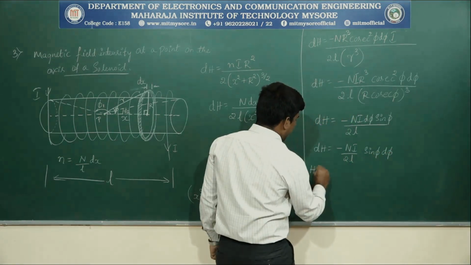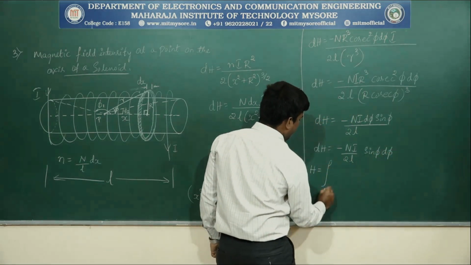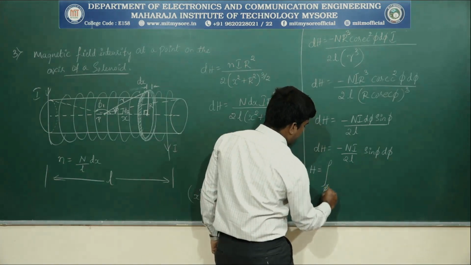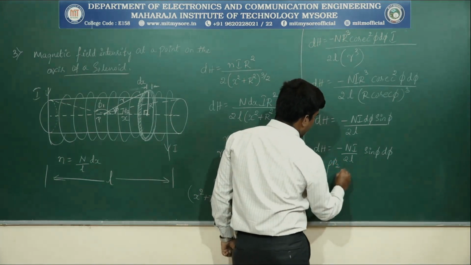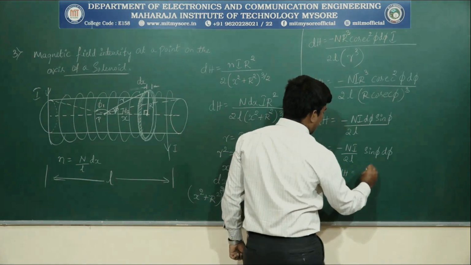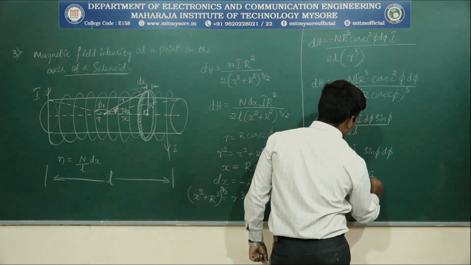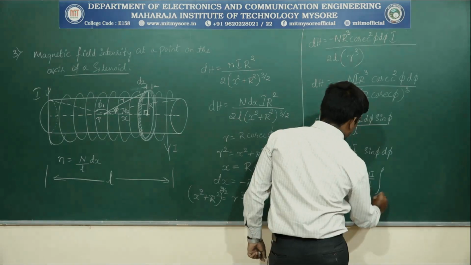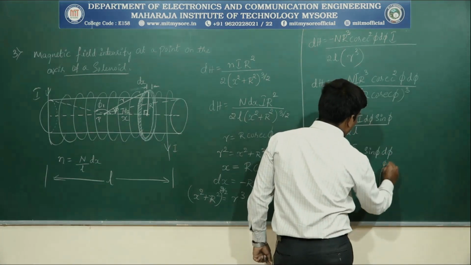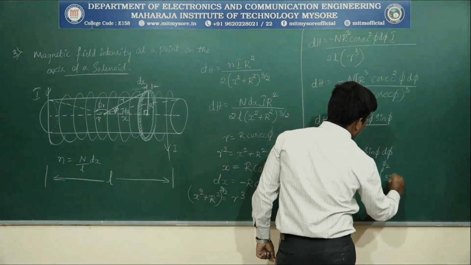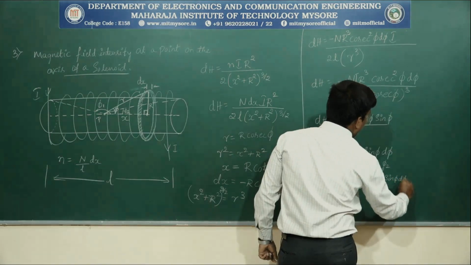In order to obtain h, what we need to do? We need to integrate the entire thing, all the dh components, from phi 1 to phi 2. This can be written as minus n into I divided by 2l, integration from phi 1 to phi 2 of sin phi into d phi.